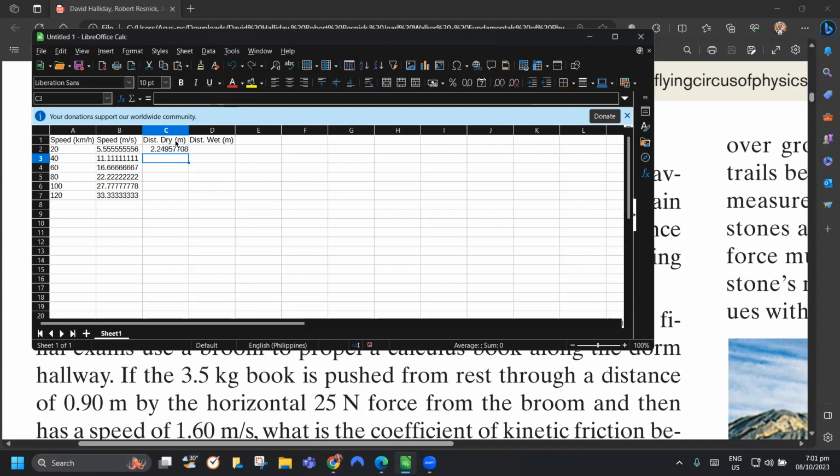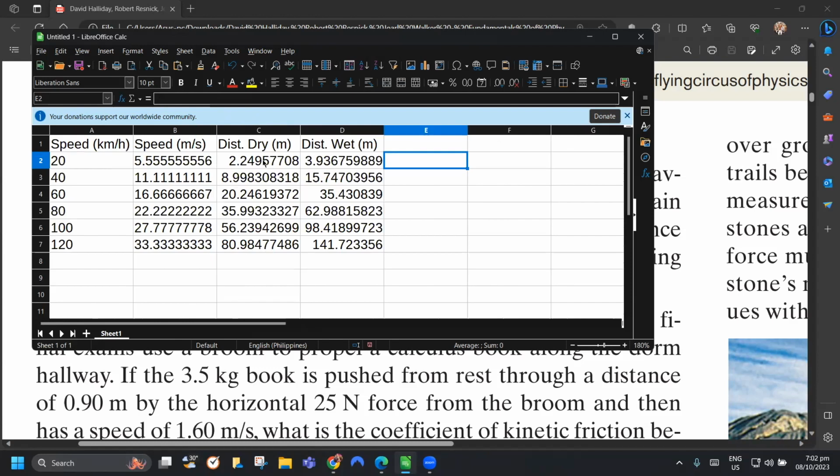Copy. And then right now it's 0.4, the mu for wet. I'll send you my result.